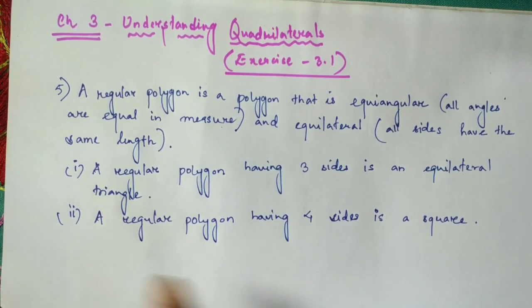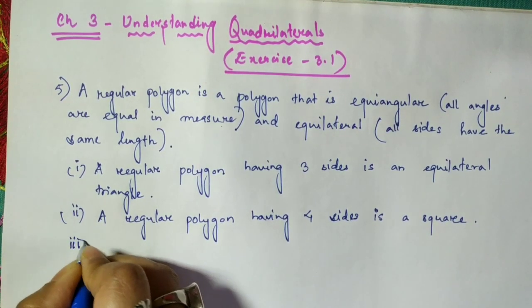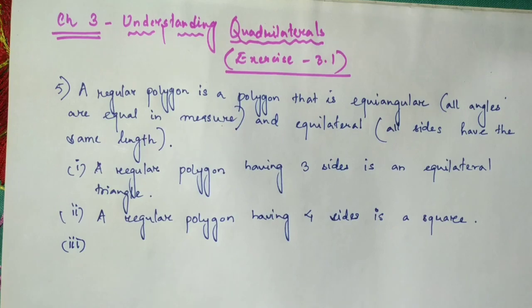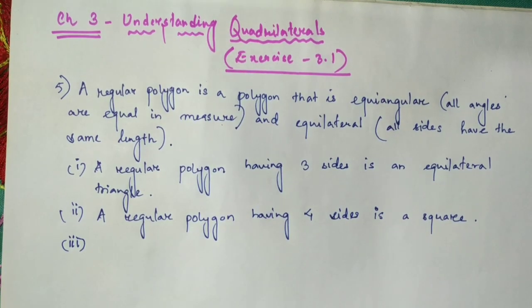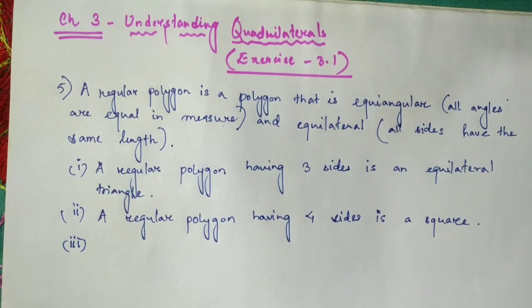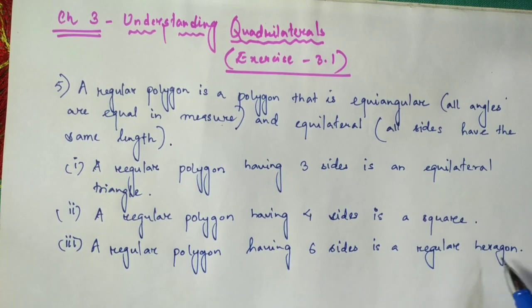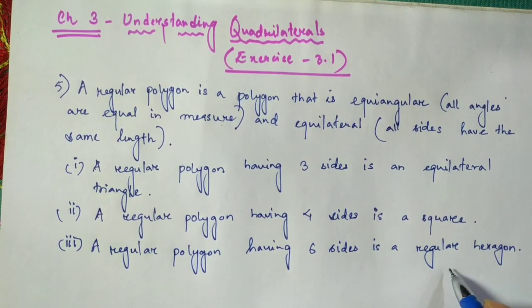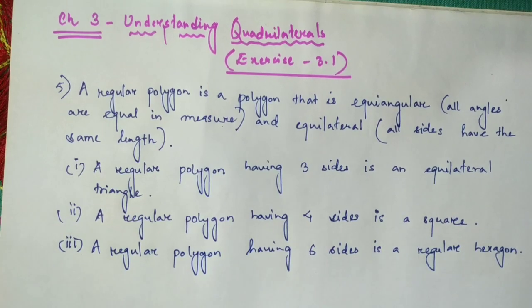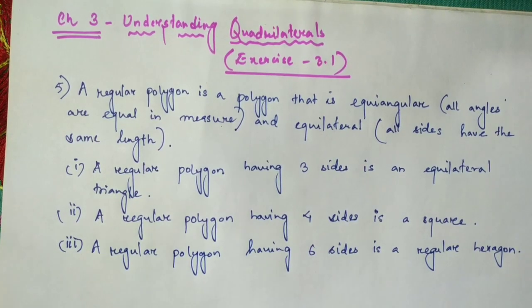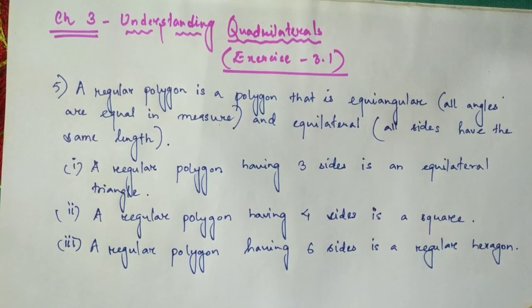So for the third one, we have 6 sides. Now a 6-sided polygon is called a hexagon. So to be very specific, we will write the name as regular hexagon. So let us write down that. So see this, a regular polygon having 6 sides. You please don't write only hexagon, please mention the name as regular hexagon. So this is how we can do question number 5. Now let us move on to question number 6.